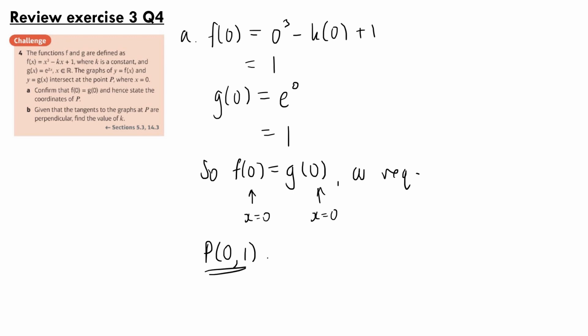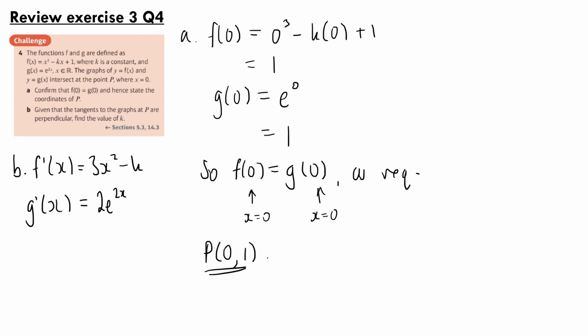Now for part B, given that the tangents of the graphs at P are perpendicular, find the value of k. So for this, we need to differentiate. Firstly, differentiating f of x, we get 3x squared minus k, and doing the same for g of x, we get 2e to the power of 2x using the chain rule.